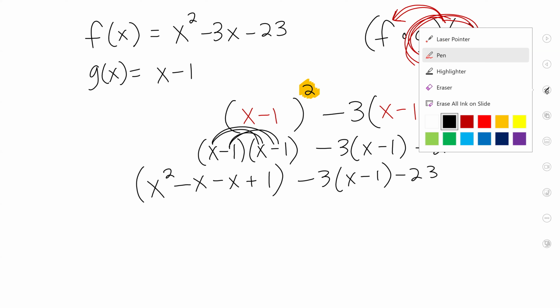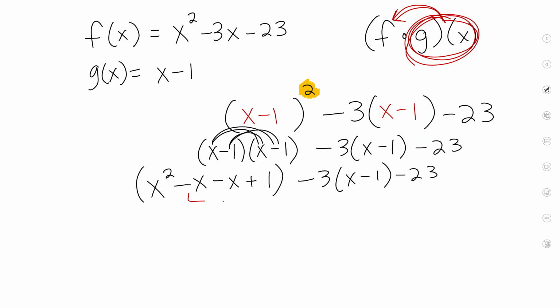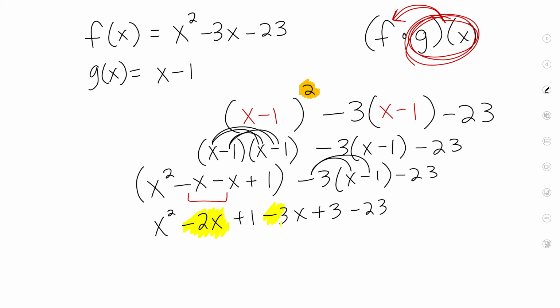Okay, so let's go ahead and combine. I know negative x and negative x can be negative 2x. Negative 3 times x is negative 3x. Negative 3 times negative 1 is a positive 3. And then minus 23. I will highlight what we're going to combine. We're going to combine negative 2x with negative 3x. That will make negative 5x.